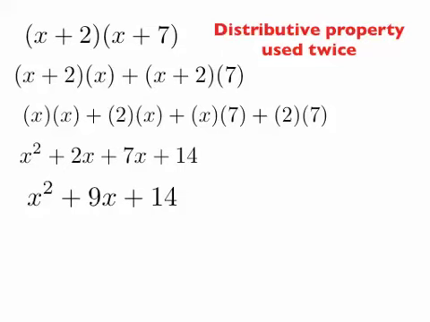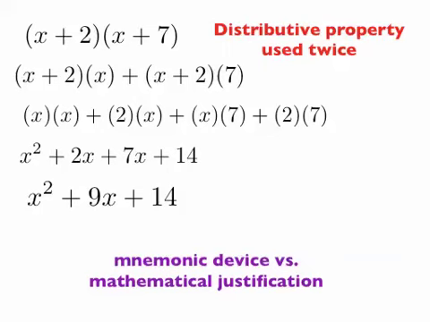So it's a more flexible way of understanding what we're doing, and it shows the difference between a mnemonic device and actual mathematical justification. Never confuse why something works with how you're supposed to do it on a piece of paper. FOIL is just a device that allows you to remember how to do this. The actual justification lies in the distributive property.